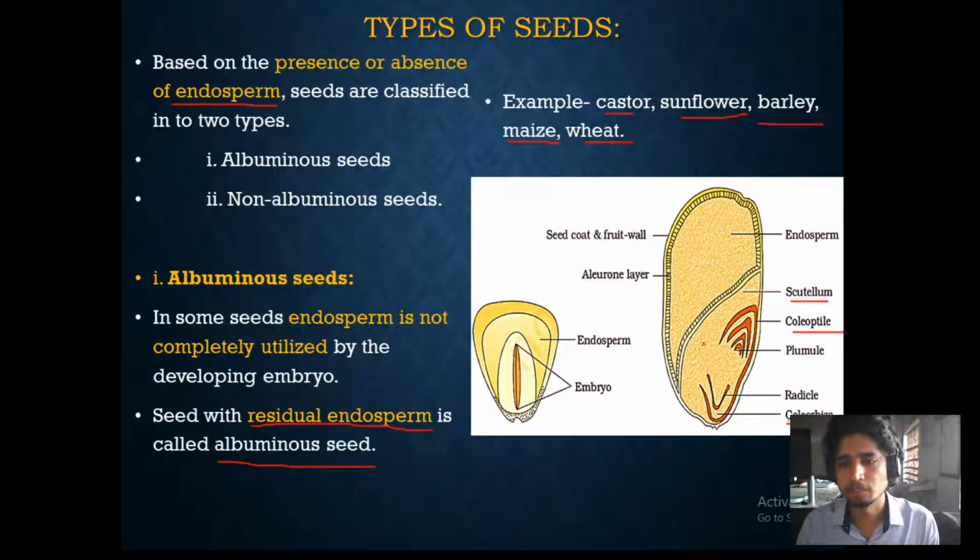Besides this embryo structure, they have endosperm. This all covers the endosperm, and this endosperm remains even after the seed matures. Even after completing the embryo development, there is still some amount of endosperm present here. This kind of endosperm presence even after the embryo development is called albuminous seeds. So a seed with residual endosperm is called an albuminous seed. Examples are maize, corn, wheat, barley, or sunflower.